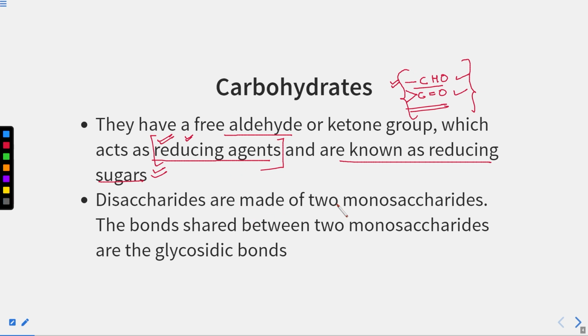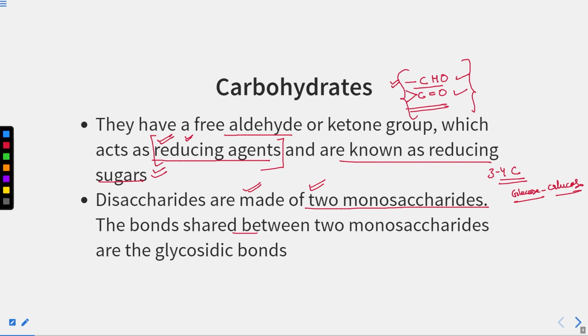Disaccharides are made up of 2 monosaccharides. Now we know that a monosaccharide has 3 to 7 carbon atoms, and disaccharides are made up of two monosaccharides. Suppose this is a glucose, and again this is a glucose. When they are joined together, it is called a disaccharide. So disaccharides are made up of two monosaccharides.